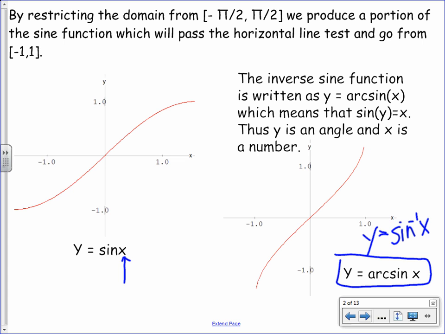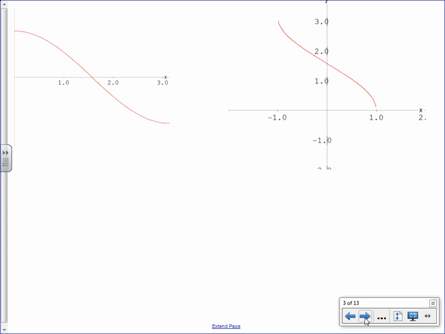Let's talk about this guy. What graph is this? If we graph the full cosine graph, it's not going to pass the horizontal line test. So I restricted the domain from 0 to pi.